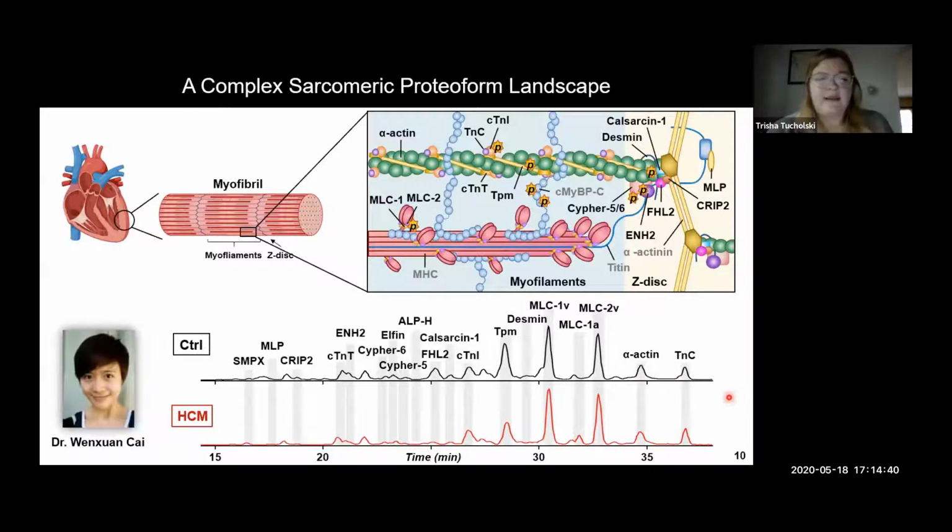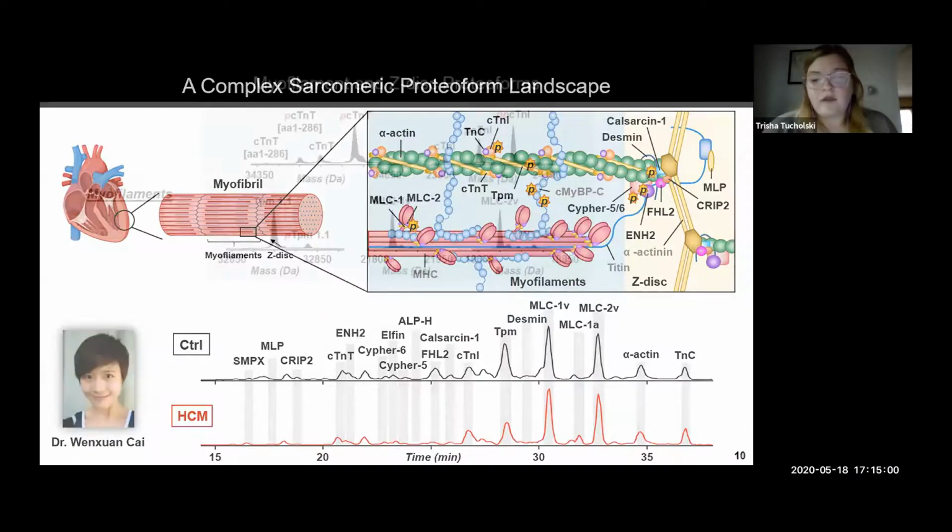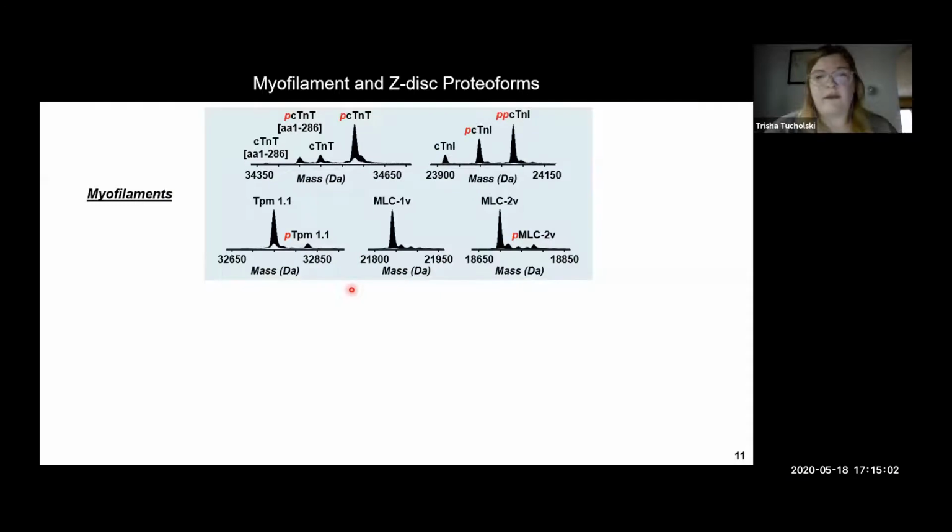And you can see here that in control and HCM samples, I'm just showing you a representative reverse phase chromatogram. Each of these peaks represents MS signal, and we were actually able to detect a lot of these sarcomeric proteins that you see here in the schematic. Looking closer at the mass spec part, just to remind you, each peak represents a proteoform, and the x-axis is the mass, so you can measure the mass of each proteoform here.